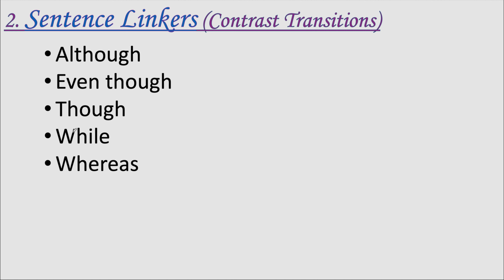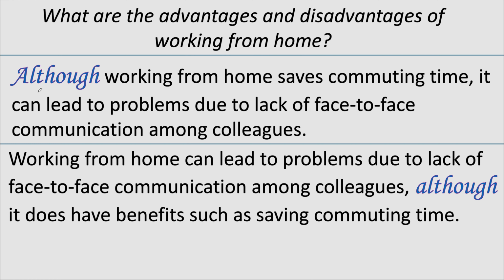The second group joins ideas in the same sentence using connectors like although, even though, while, and whereas. In this example, we have used although. These connectors can appear at the beginning or middle of the sentence, but not as standalone sentences.